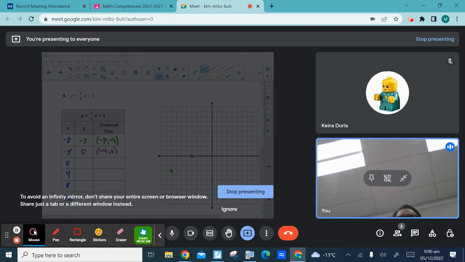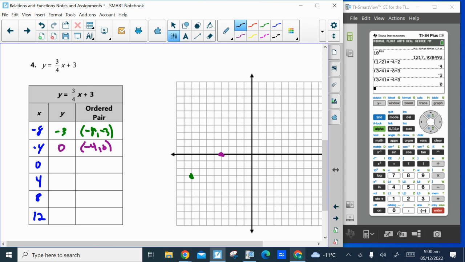The next x value I have is 0. And 3/4 times 0 is 0. Anything times 0 is 0. Plus 3, though, gives us 3 as the answer. So that's the point 0 comma 3. When x is +4, and you plug it in, you get +6 as the value. So that's the point 4 comma 6. 1, 2, 3, 4 comma 1, 2, 3, 4, 5, 6.